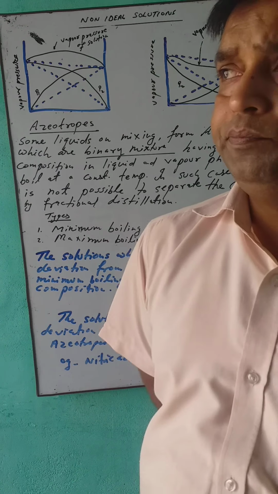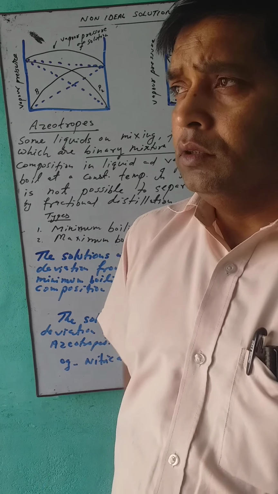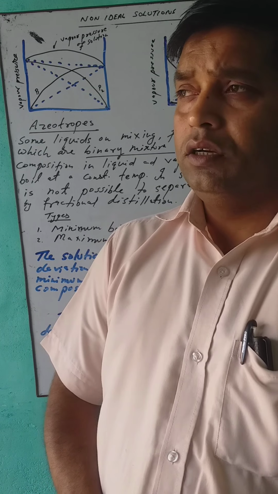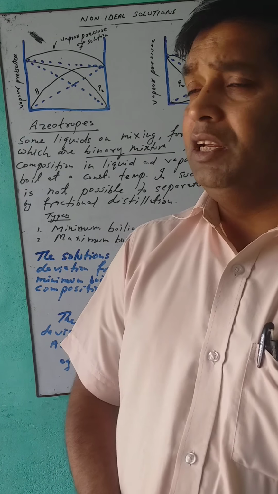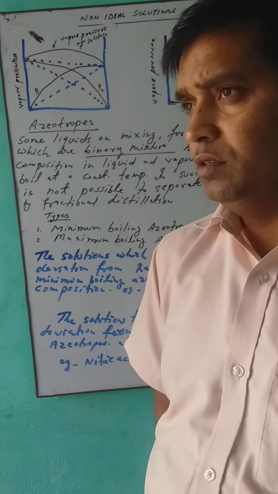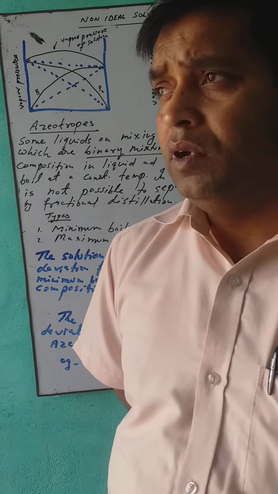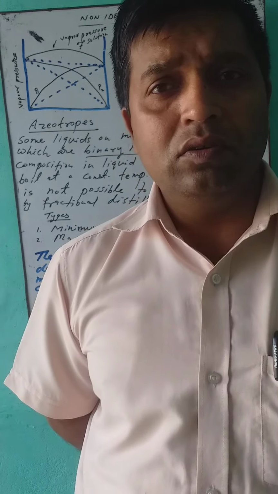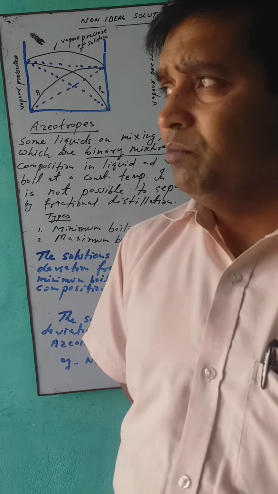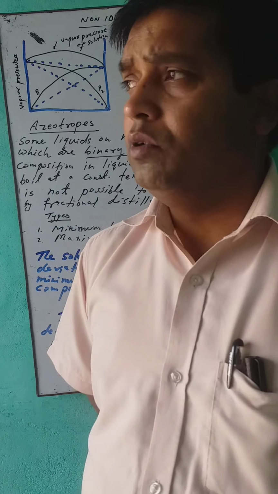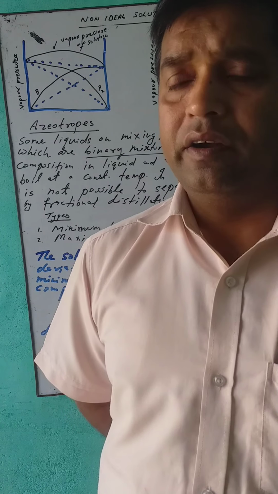So, in a non-ideal solution, there are two curves, that is positive deviation and negative deviation. Examples related to this we have discussed. But dear students, some other types of solutions are also prepared.